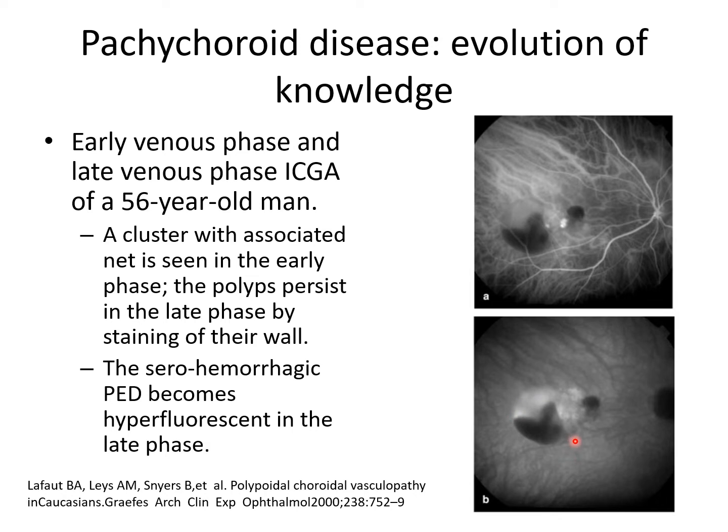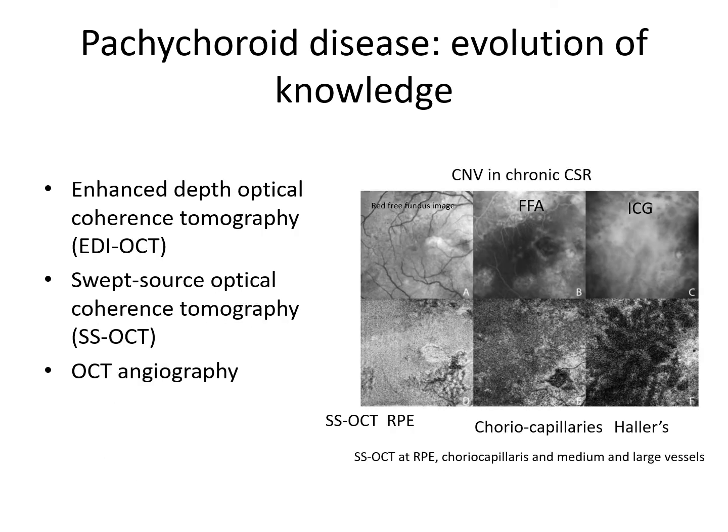Now these are the situations where it was identified that the choroid in these diseases is not normal, but this information was limited because of the invasive nature of the ICG angiography. Now with the advent of enhanced depth optical coherence tomography, that is EDI OCT, and swept source optical coherence tomography, that is SSOCT, and OCT angiography, now there is a better understanding of choroidal disease, and that too with help of non-invasive techniques where no dye has been injected.